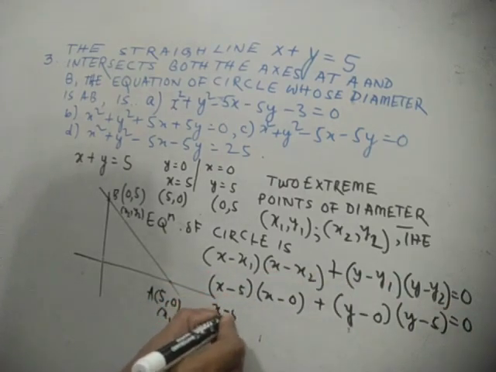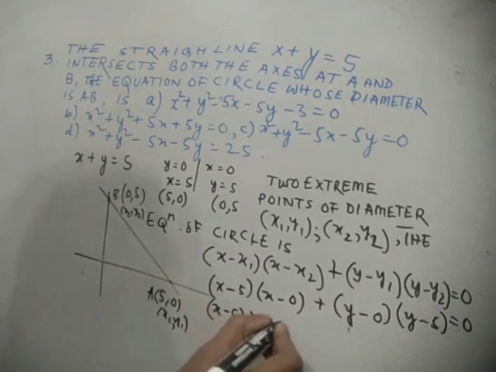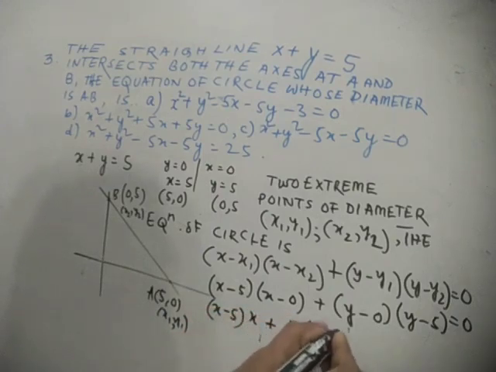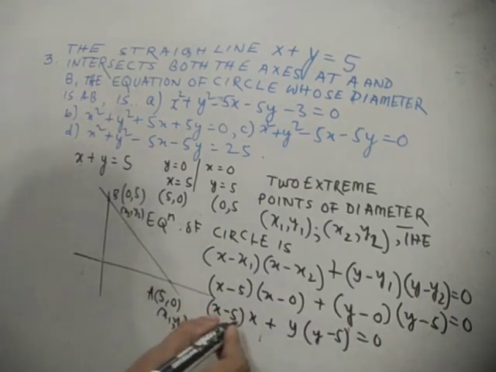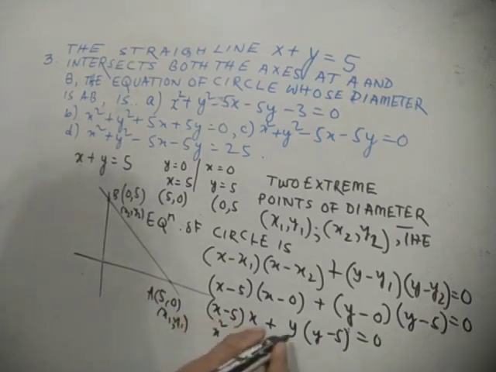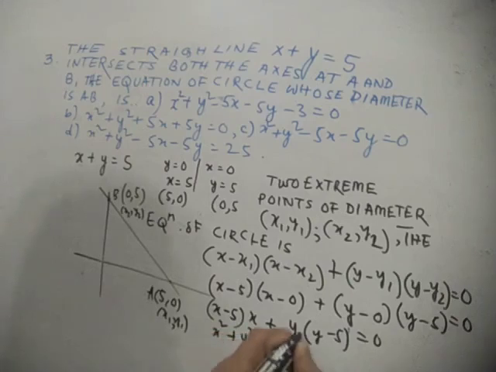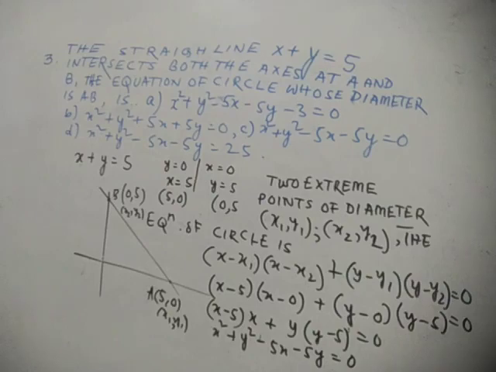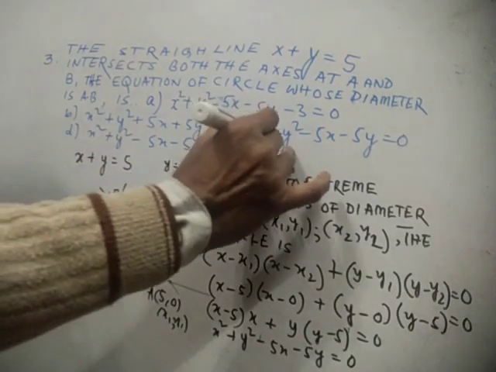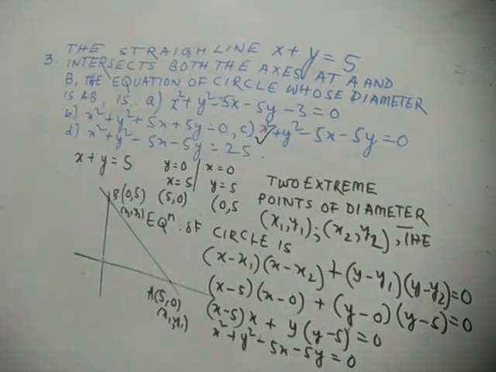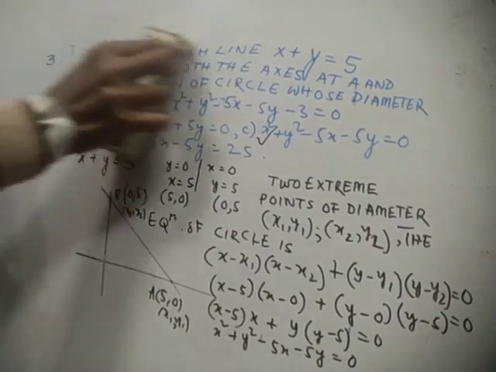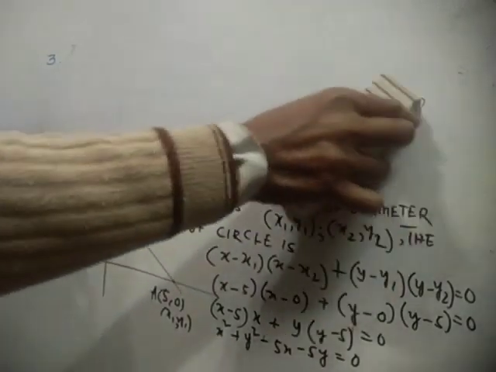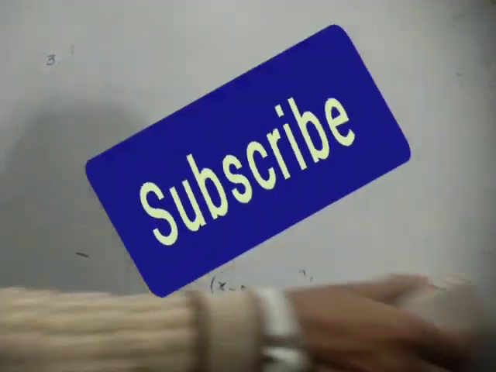Now if we simplify, (x minus 5) into x plus y into (y minus 5) equals 0. If we multiply, we will get x square plus y square minus 5x minus 5y equals 0. So the equation we are getting is x square plus y square minus 5x minus 5y equals 0. Option C is right.